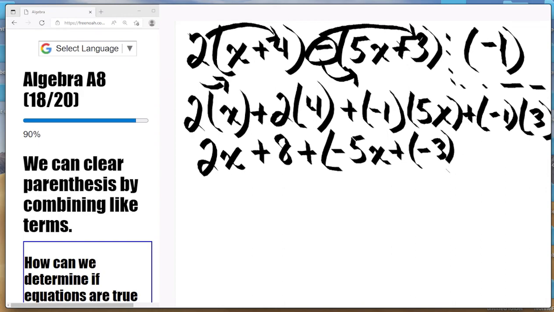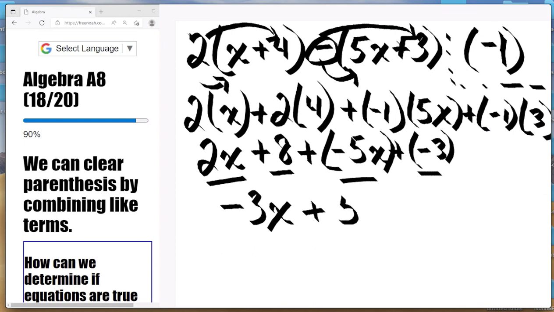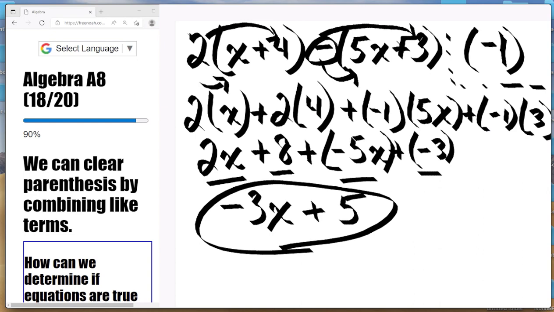Now let's see if we can start combining like terms here. Let's start, right. So we have 2x and then we have a negative 5x. Well, we can combine those like terms, giving us negative 3x. Alright. How about this 8 and this negative 3? Well, they're constant terms. They're also like terms. And when we group those up together, it'll give us a positive 5. So we're left with an expression of negative 3x plus 5. Simple.